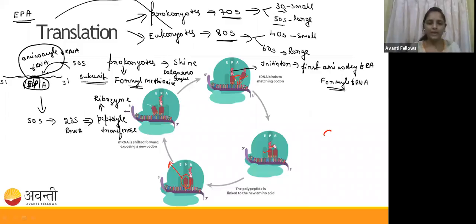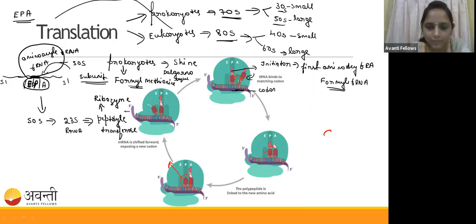Now what will happen? It has the formyl methionine now. So another amino acid will come. The sequence on the mRNA is called a codon, and the sequence on the tRNA is called the anticodon. Now the second amino acid will come. This tRNA, using the anticodon, will recognize the next codon, then it will bring the next amino acid. This second amino acid will come on the A site.